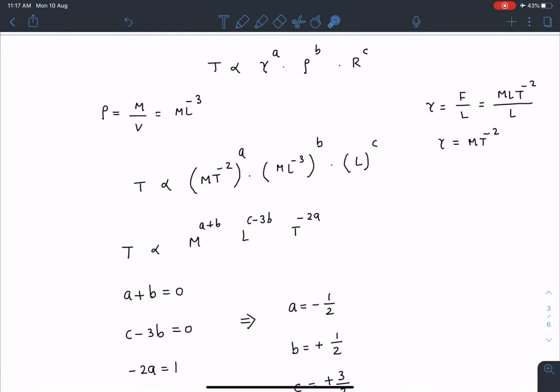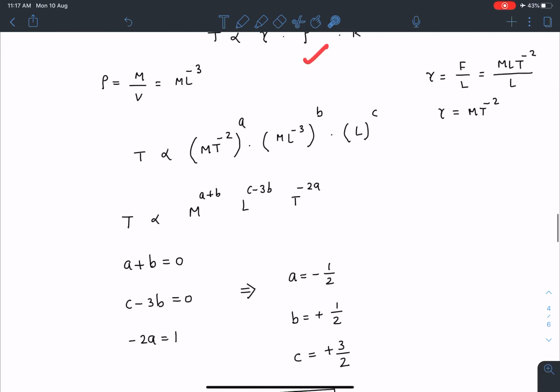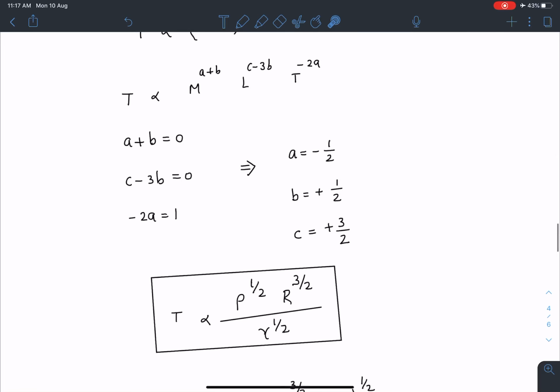So that is what I am writing here: a plus b is 0, c minus 3b is 0, and minus 2a is equal to 1. So a value straight away I'll get, that is minus half. Then I substitute here, I get b as plus half, and when I substitute this value of b here, I get c equal to plus 3 by 2. So immediately I know the values of these. When I substitute these values, I get the expression of time period as proportional to rho to the power 1 by 2, r to the power 3 by 2, and surface tension to the power minus 1 by 2.